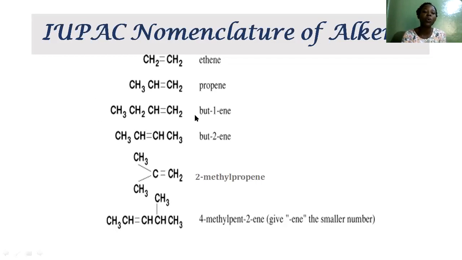The next one, but-1-ene. Now, before I go further, why did I look at it? Propene has no isomer. Remember when we talked about isomers? The same molecular formula, but different structural formula. So propene has no isomer. Wherever you put the double bond, whether on the left or on the right, you still call it propene, because it will still be counted as carbon 1.